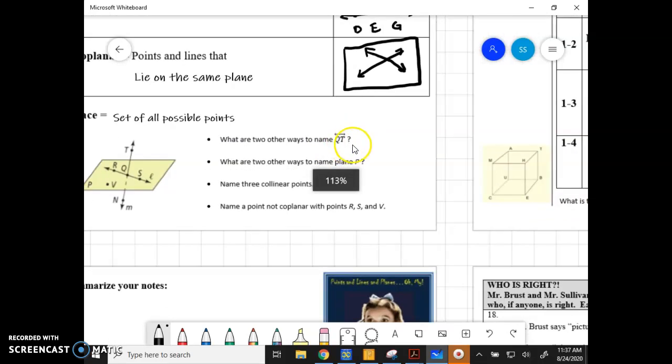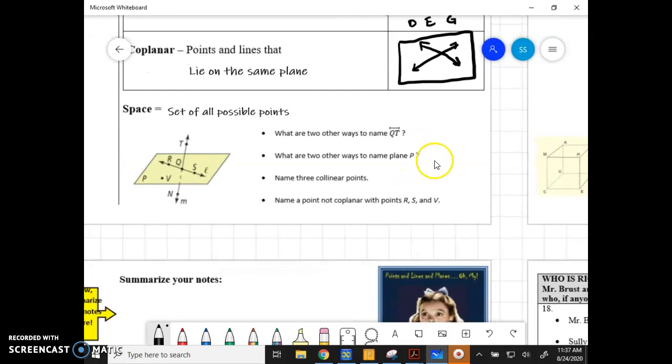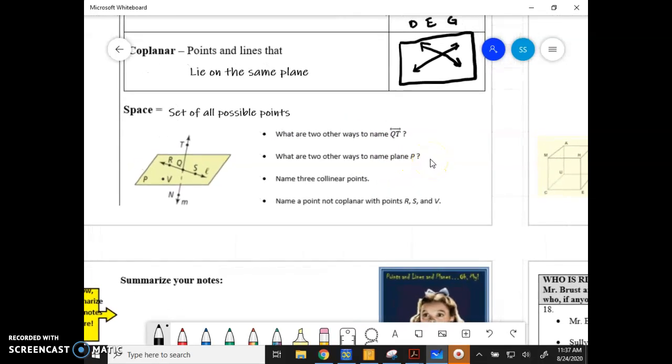So that means they are referring to the line QT. All right, so let's see here. Maybe I'll use a different color. QT is this point here, and T, but it's a line, so it's going this way. Right, so they must be referring to this vertical line, right? So what would be another way to name this?